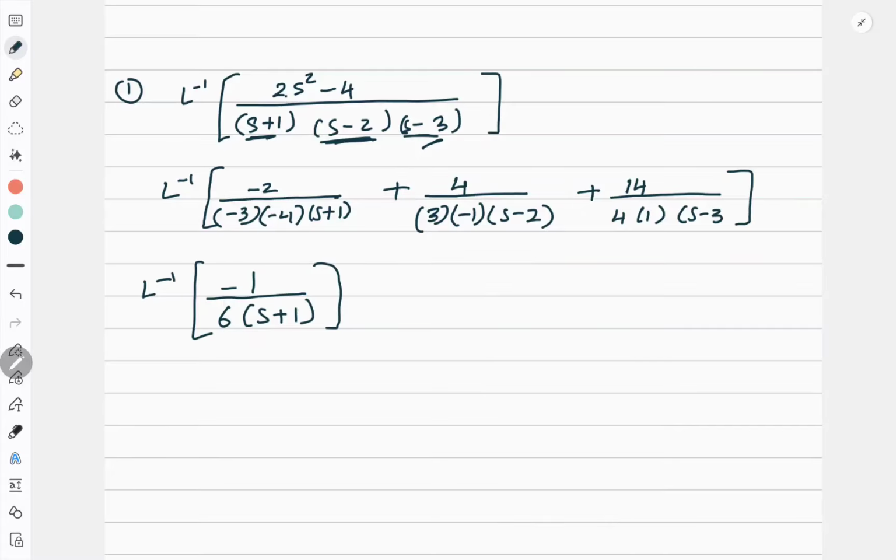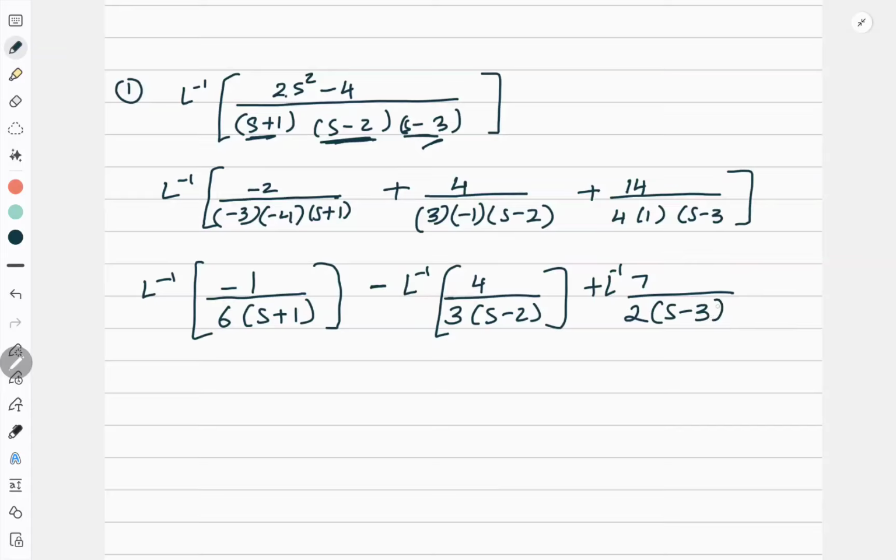Correct? Look at the second one. This is minus 4 by 3 upon s minus 2. Plus 7 by 2 upon s minus 3. Now the Laplace inverse of the first term will be minus 1 by 6 times e to the power minus t, since the inverse of 1 upon s plus 1 is e to the power minus t. Then minus 4 by 3 e to the power 2t, plus 7 by 2 e to the power 3t. So this is my answer.